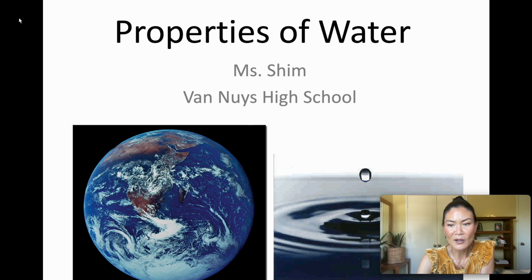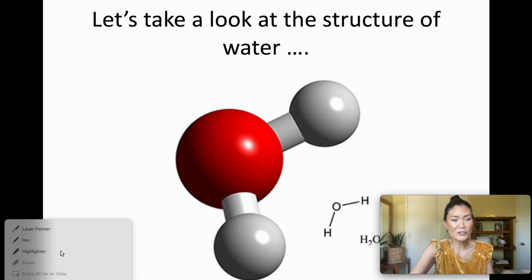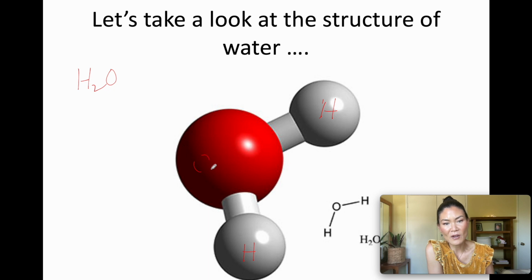So again, we're going to be talking about the properties of water today. Let's first take a look at the structure of water, right? H2O. You have probably heard about H2O, water, ever since you were a kid, right? So you've got the H2O, two hydrogens, and that's what these two atoms represent. You've got the two hydrogens, and then over here in the middle you have the oxygen. Remember in the previous video we said that it is extremely electronegative. More on that in a couple minutes.